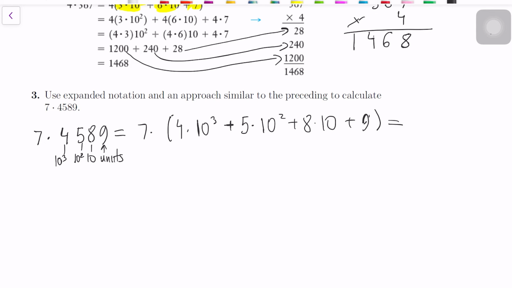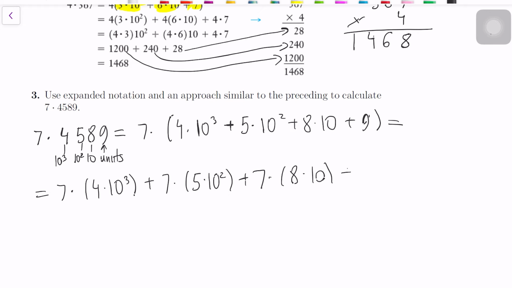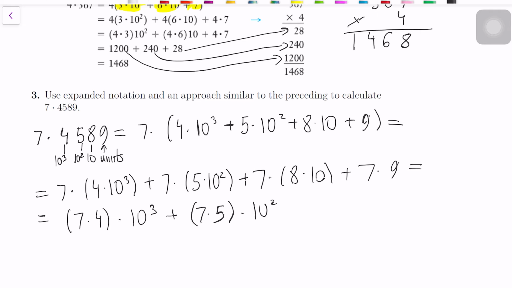And then we're going to distribute the multiplication by 7 among all the terms. So 7 times 4 times 10 cubed plus 7 times 5 times 10 squared plus 7 times 8 times 10 plus 7 times 9. And remember, associative law of multiplication allows me to move the parentheses when I multiply. So basically group, multiply any pair I want in my product.